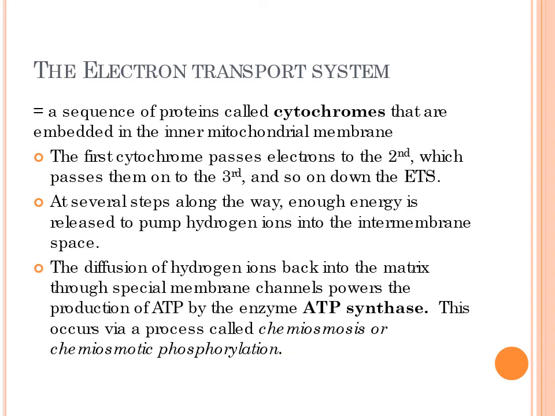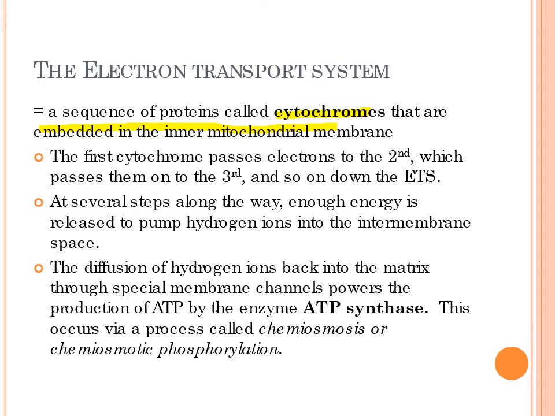The proteins in the electron transport chain are called cytochromes. Cytochromes are a protein that surrounds either a copper ion or an iron ion, so they have a metal ion within them, and they are embedded in the inner membrane of the mitochondria. The first cytochrome is going to pass an electron to the second cytochrome, that'll pass it to the third cytochrome, and so on, so that the electrons move through each of these proteins that are bound to the inner membrane.